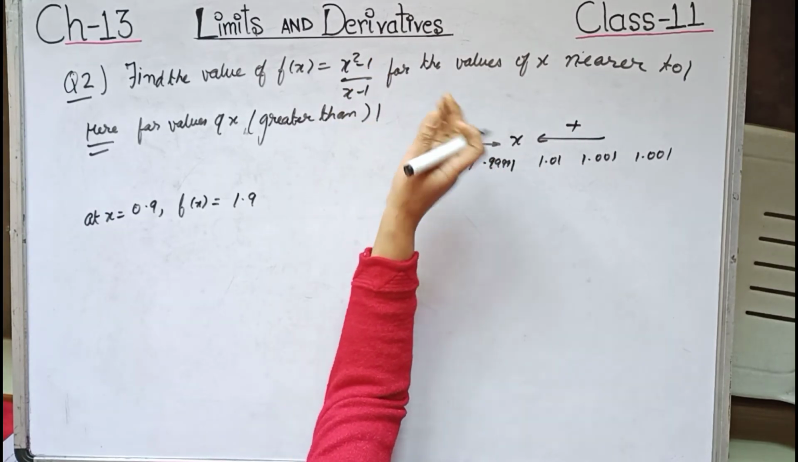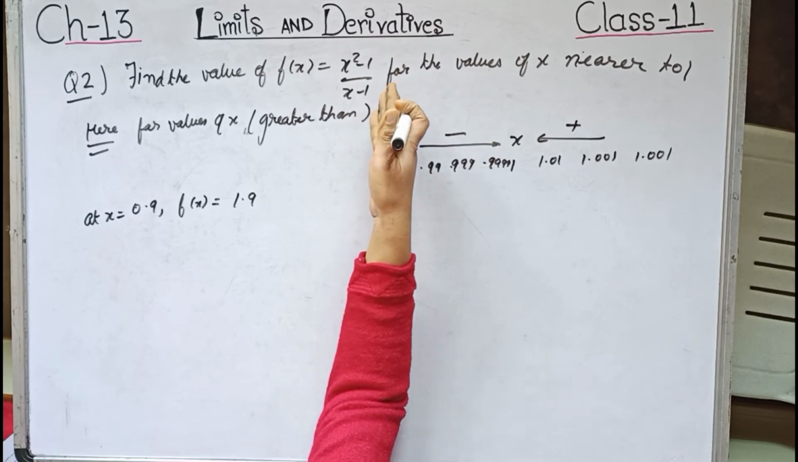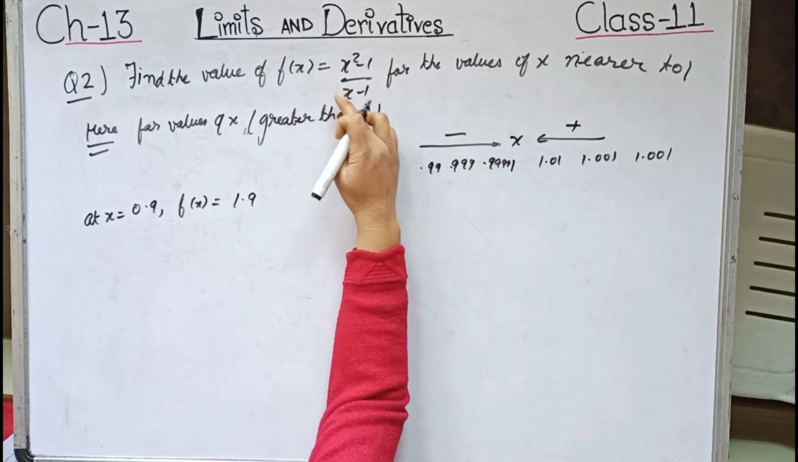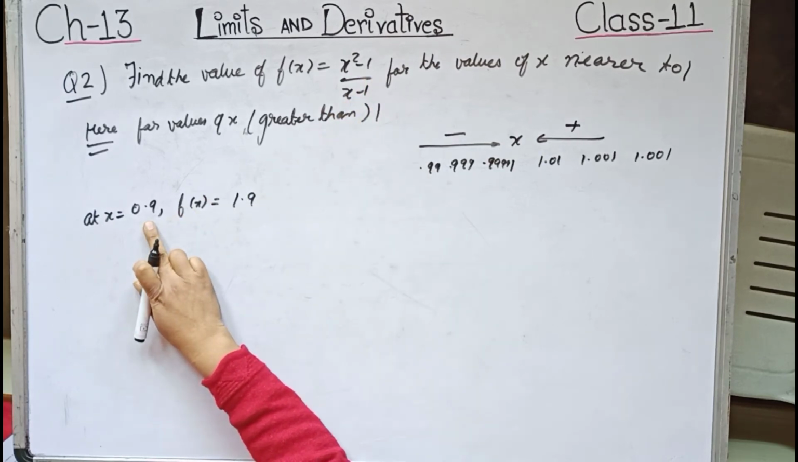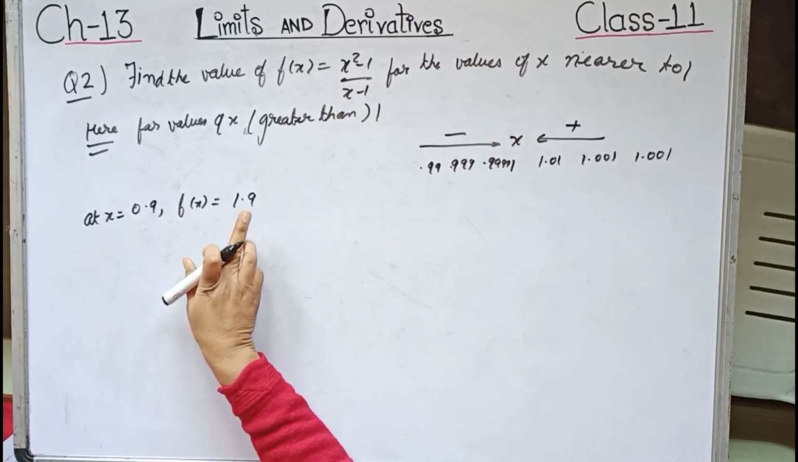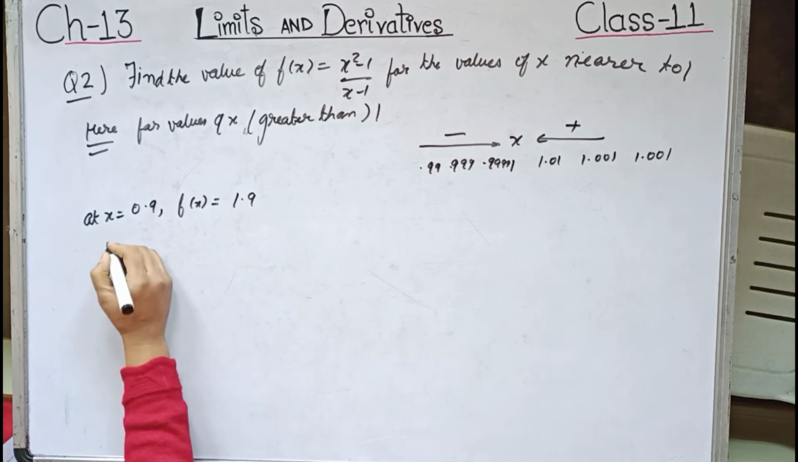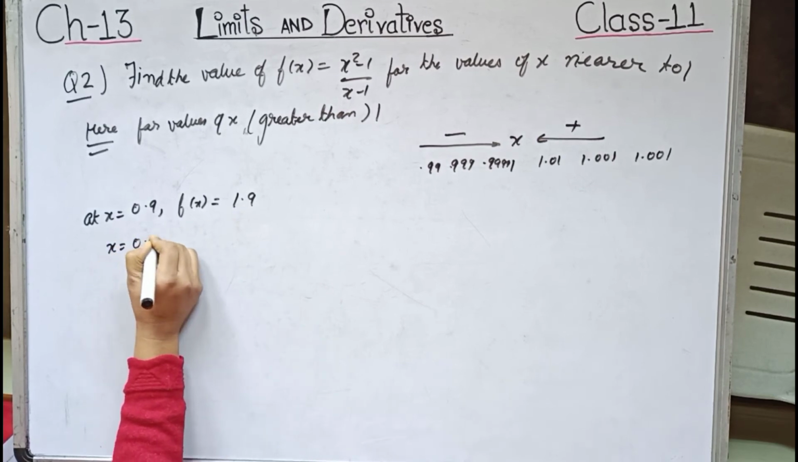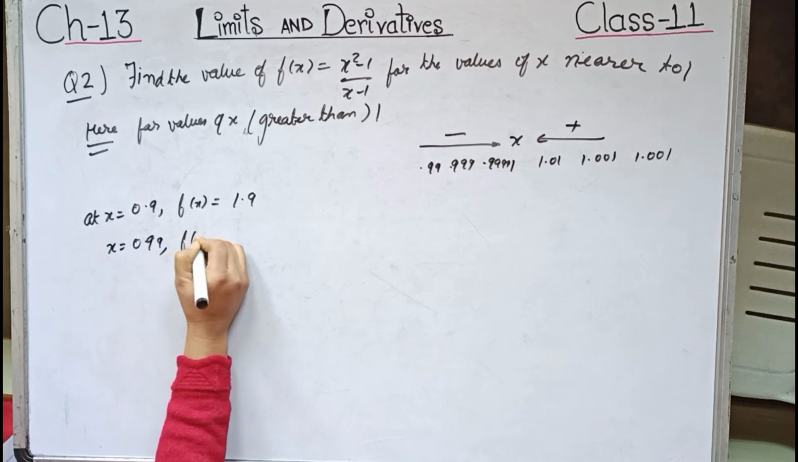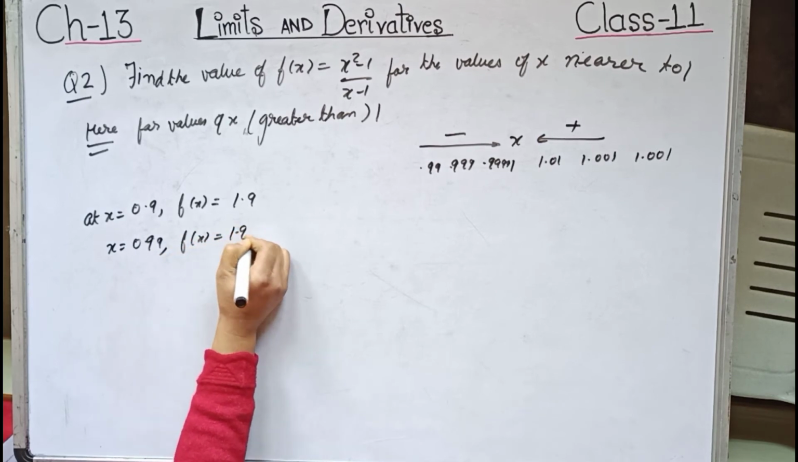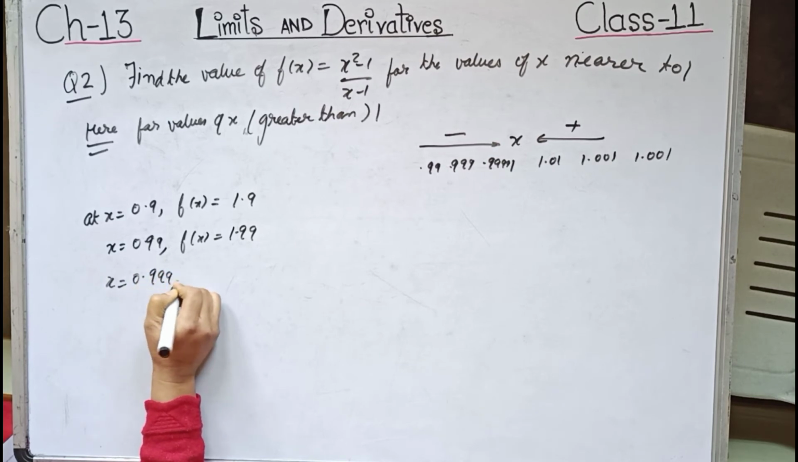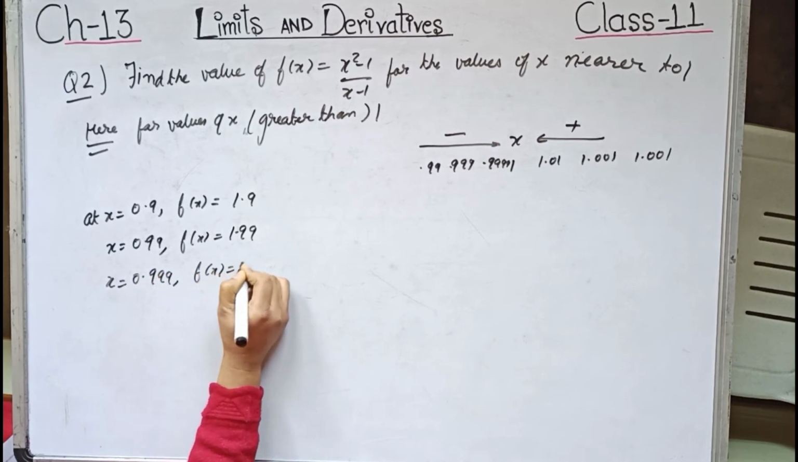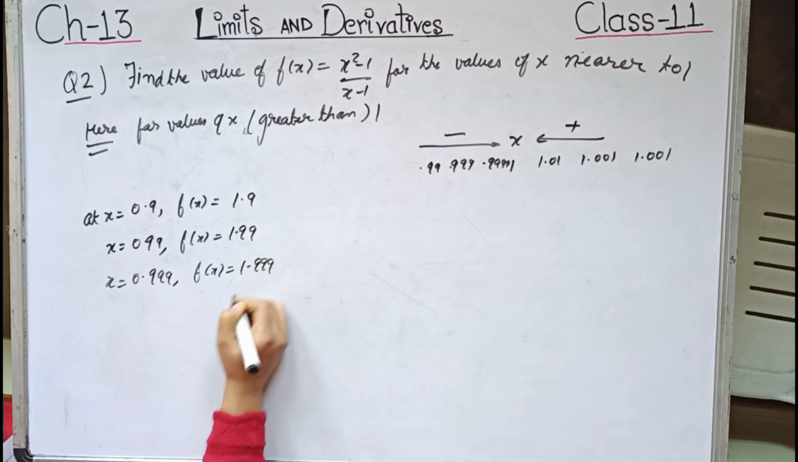That is in my mind. Right now I am not showing that I am cancelling. Just f(x) is equal to, if you solve it mentally, you will be getting x plus 1. So whatever values of x you are putting, plus 1, you will be getting the value of f(x). And x is equal to 0.99, f(x) you will be getting as 1.99, x is equal to 0.999, f(x) you will be getting as 1.999.